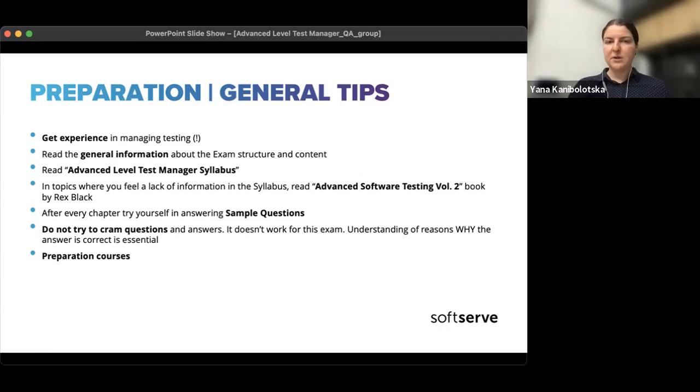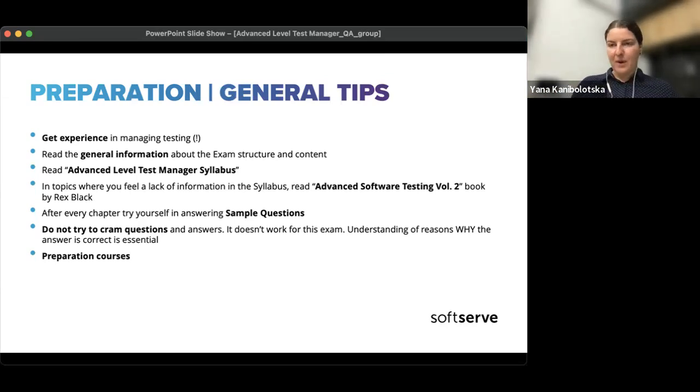But also on the official ISTQB website, there are some sample questions. They are not exactly the same as you got on the exam. Personally, I didn't find exactly the same questions, as I understood later when I was passing the exam, but still it helps to prepare. Because when you are preparing for the foundation level exam, it's really possible to cram questions. Cram means to learn them by heart, question and answer, question and answer.